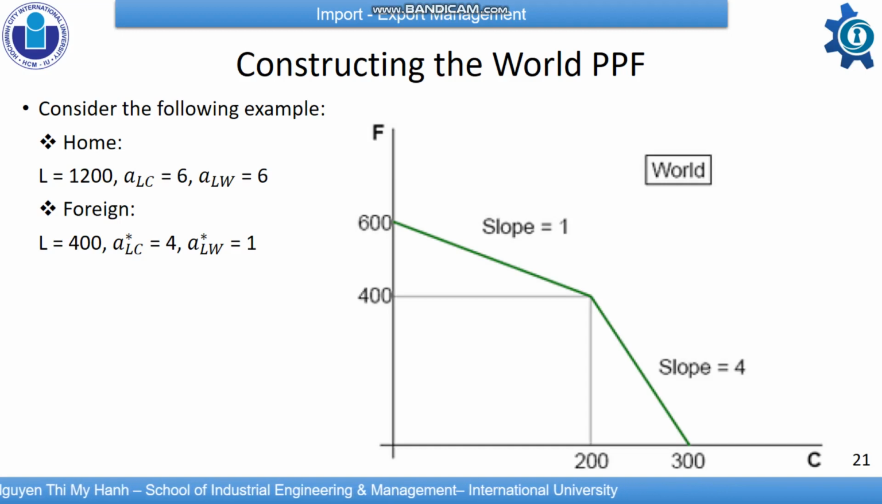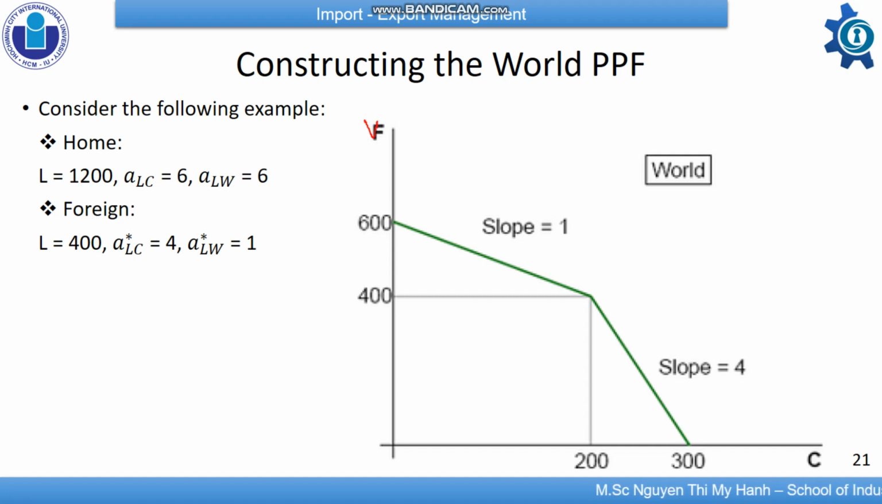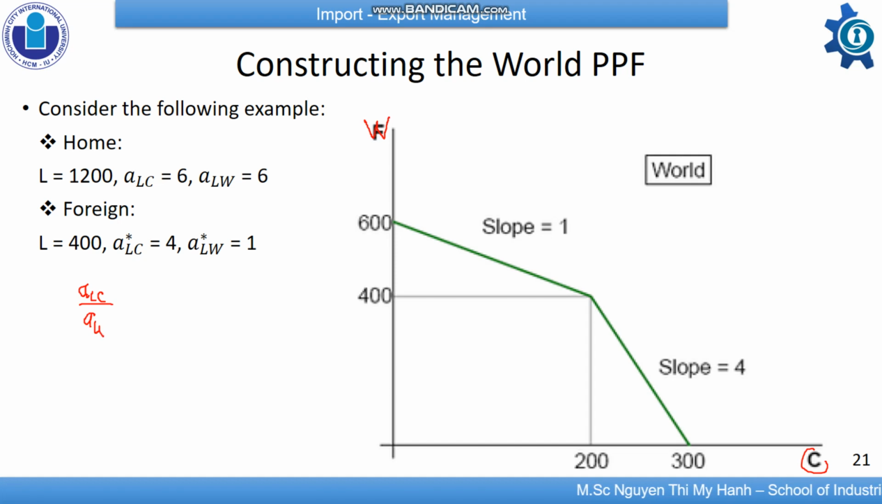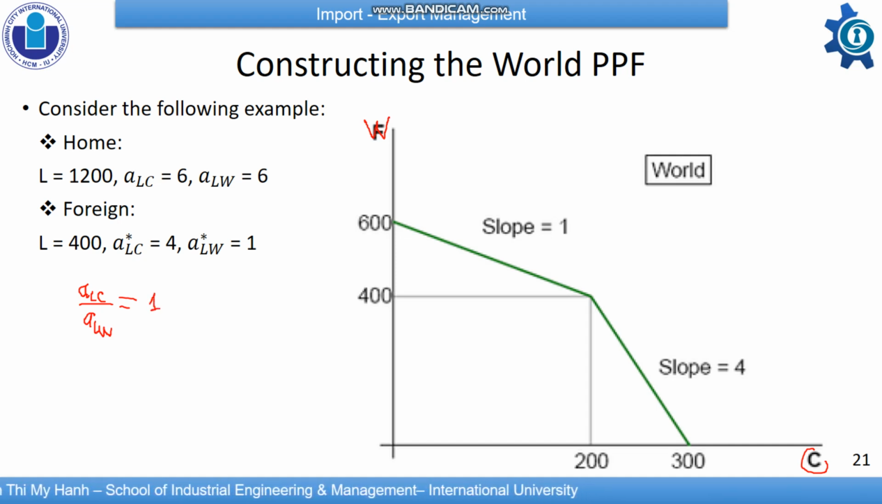Let's see what products the home country wants to specialize in and what the foreign country wants to specialize in. Change this one to W for me. This one is the wine production, and this one is the cheese production. Okay. So we will check the ratio aLC divided by aLW, which is equal to 6 divided by 6, equal to 1, right?